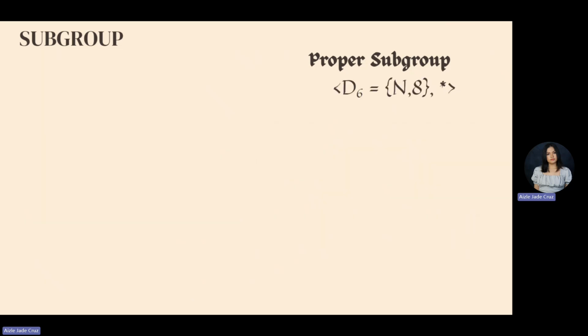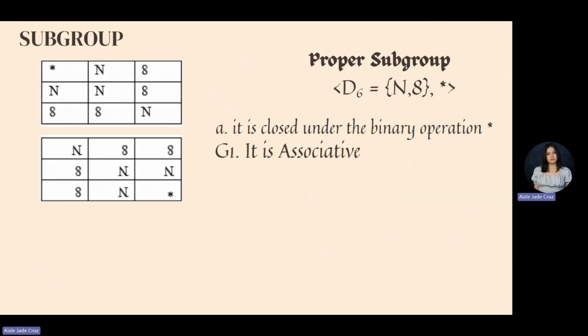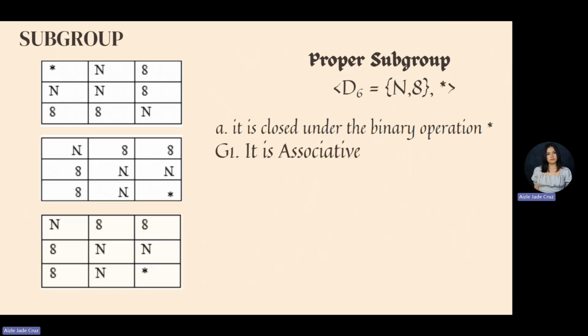Next one, G sub 6 consisting of the elements n and 8 under the binary operation star. It is closed under the binary operation star. G sub 1, it is associative because if we rotate the table by 180 degrees, we can get the same structure as the original table. Therefore, it is associative. G sub 2, there's an identity element which is n.